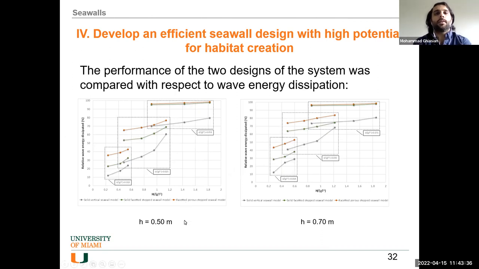And after calculating the wave reflection, wave energy dissipation can also be calculated by subtracting the reflected wave energy from the incident wave energy. So the more wave reflection we have, the less wave dissipation we get. Again, if we compare the three configurations of the seawalls, this is the common vertical seawall design, this is the solid sea hive system, and this is the perforated sea hive system. The wave dissipation rate for the perforated sea hive system is considerably higher compared to the other designs, meaning that we get more performance from the structure we propose in terms of coastal protection. And this was a similar trend in the deeper water, so there was a similar trend across both water depths that we had in the experiment.